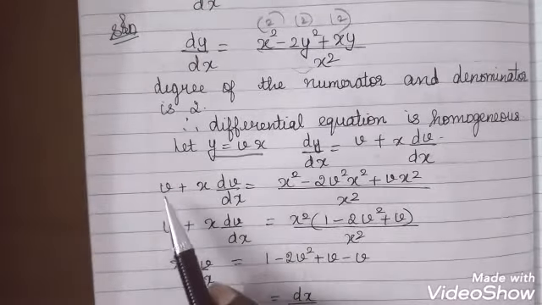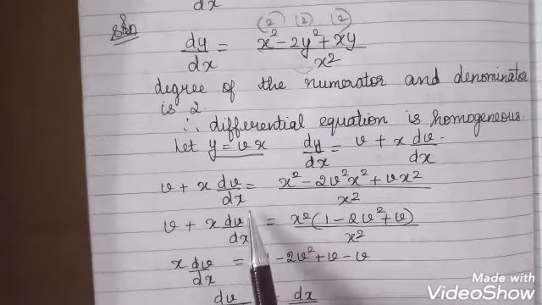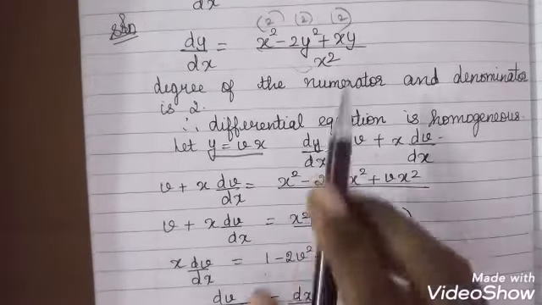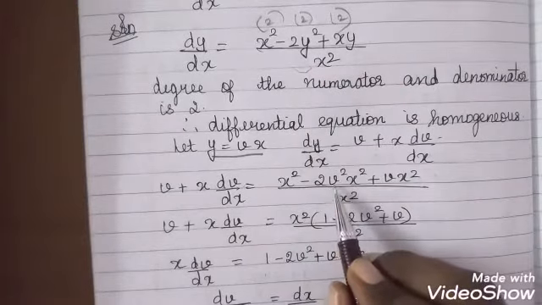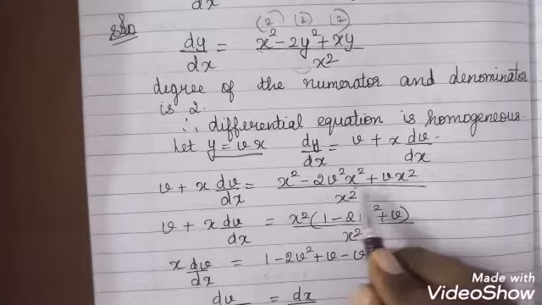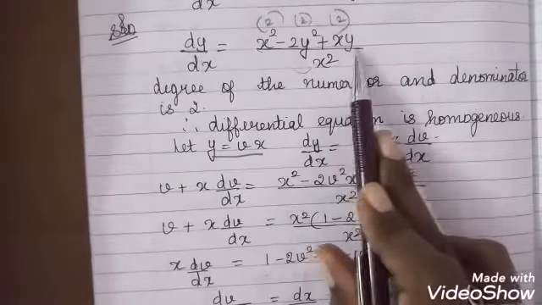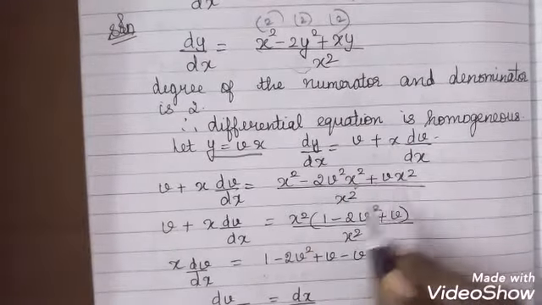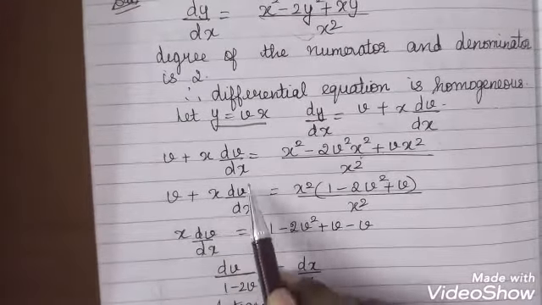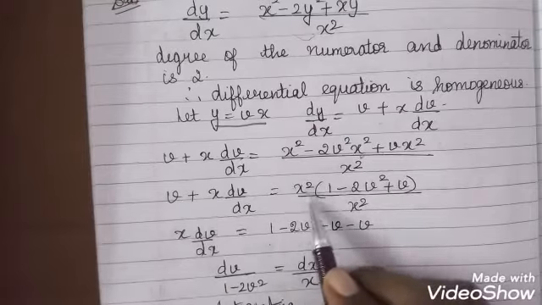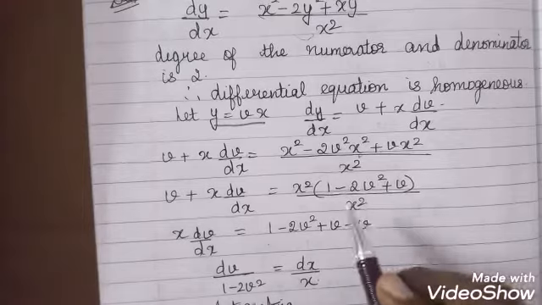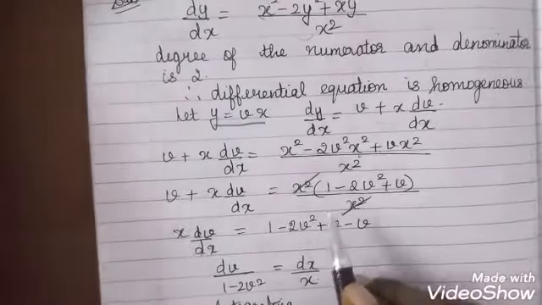So when I substitute it, you have v plus x into dv by dx is equal to x squared minus 2 into y squared. When I substitute it, you will have it as (vx) the whole square, so it is minus 2v squared x squared plus x into vx. What is x into vx? vx squared, divided by x squared. So what will you have? v plus x into dv by dx is equal to x squared into 1 minus 2v squared plus v, divided by x squared. So it gets cancelled here.